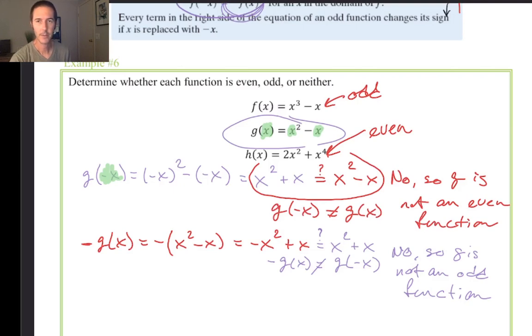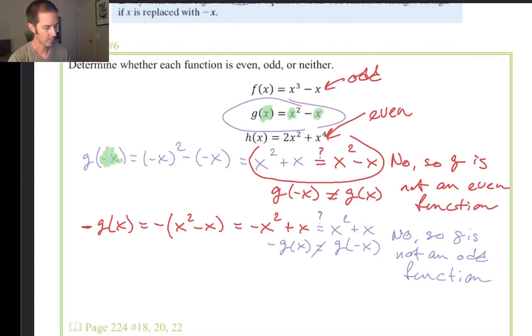That first function, f of x, do the test. Try to see if it's even. It should fail. Your left side should not equal your right side. And vice versa for function h.